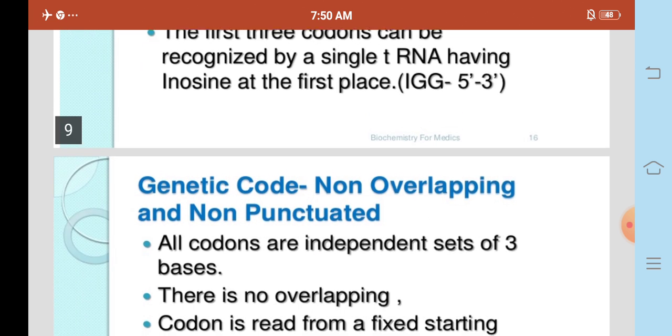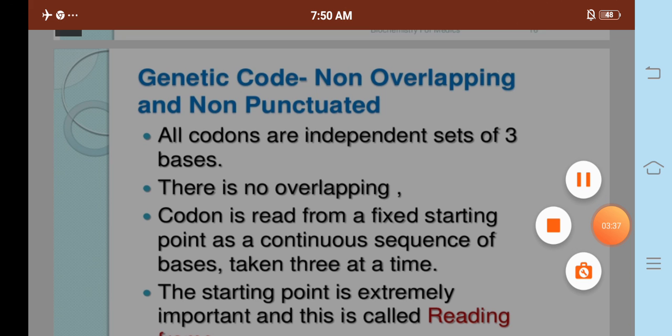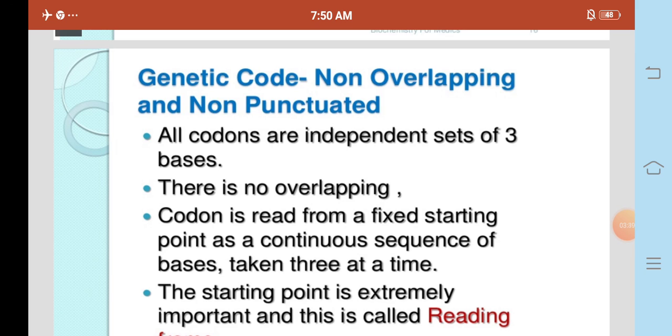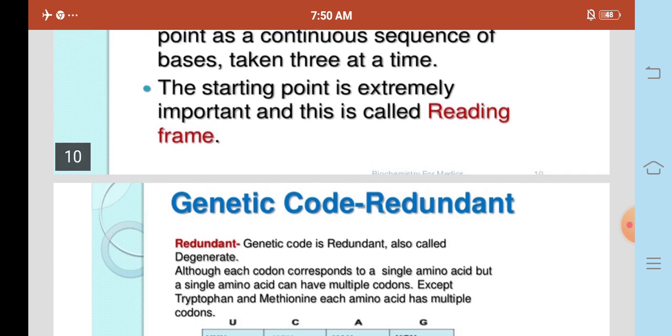Genetic code is non-overlapping and non-punctuated. All codons are independent sets of 3 bases. There is no overlapping. A codon is read from a fixed starting point as a continuous sequence of bases taken 3 at a time. The starting point is extremely important, and this is called the reading frame.